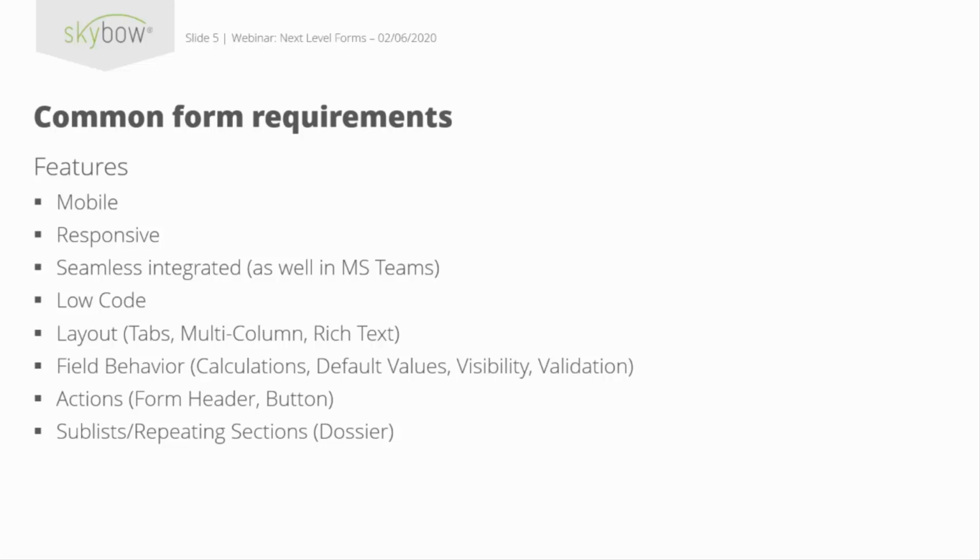And as well, the business logic, the field behaviors, to calculate fields, to set default values, to show and hide fields or even complete sections in a form, to validate the field inputs, and all those things, very common requirements. The next actions, to trigger some actions from the save button or on any other button on the form. And something which was already there in InfoPath is this sublist, or what they call repeating sections. We call that a dossier, which is always this master detail relation.